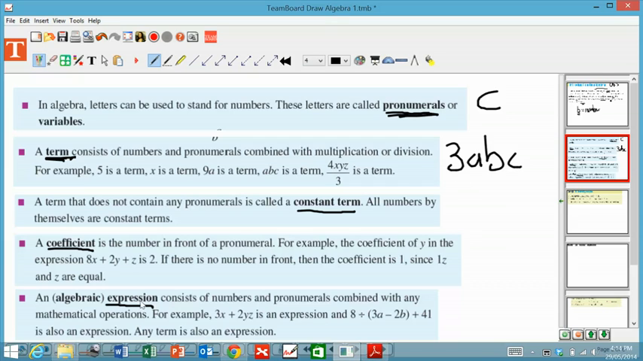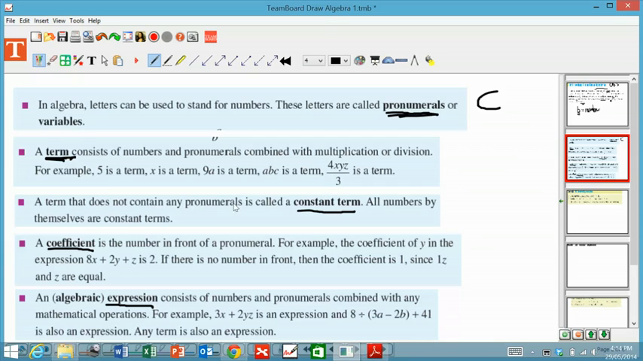And when we get down to expressions, expressions are made up of terms put together by adding, subtracting, multiplying, or dividing. Okay, that is what creates an expression. So for example, 5 is a term, X is a term, 9A is a term, ABC is a term, and 4XYZ over 3 is also a term. Okay, so a term is just a letter or a number or a combination of letters and numbers together.